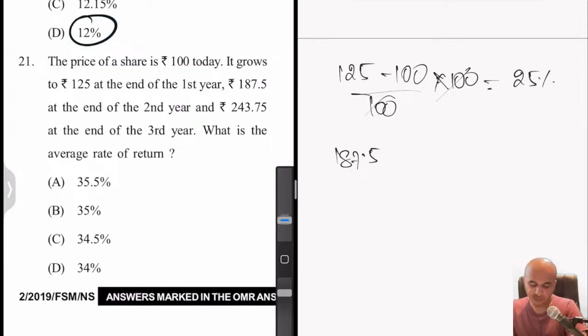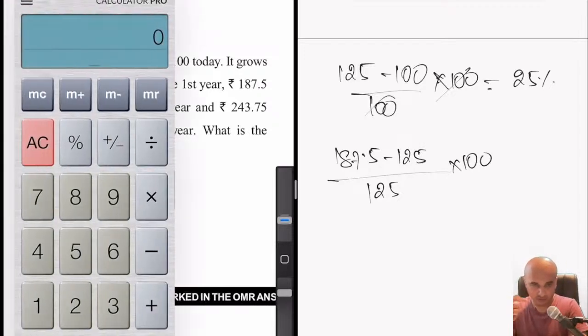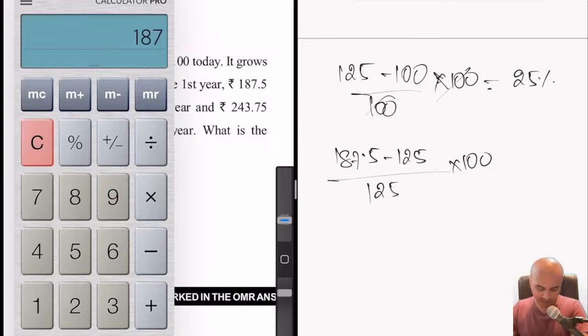But from what value? You should understand that, because it is not 100 now, it is 125. So 187.5 minus 125, because 187.5 is from that base, divided by 125 into 100. We should always compare to the price at the beginning of the year. Last year it was 100. At the end of the year it increased to 125. Now at the end of second year it has increased to 187.5. So 187.5 minus 125 divided by 125 as a percentage, this will be 50% increase.